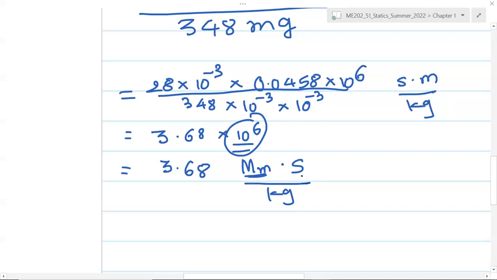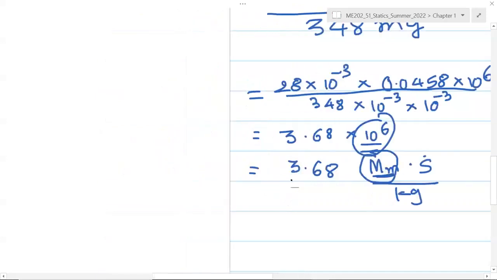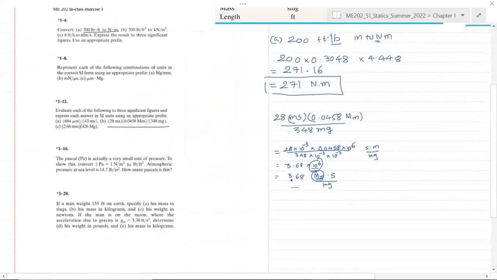Oftentimes we use second or millisecond for the time, but for distance mega makes more sense. So this is 3.68 megameter into second divided by kilogram. And you can see here that we have only one prefix, no compound prefix, which means the other two units are in the base units. They do not have any prefixes. Okay, so that's the solution to problem number 1.12.